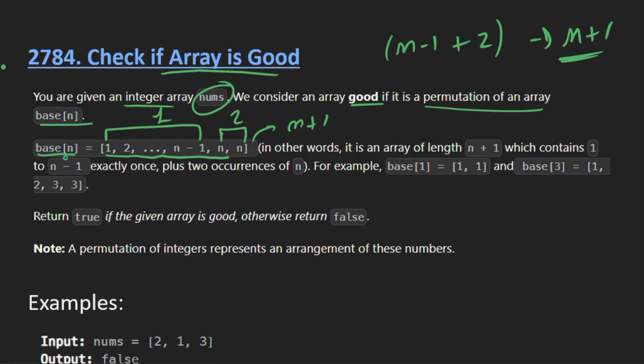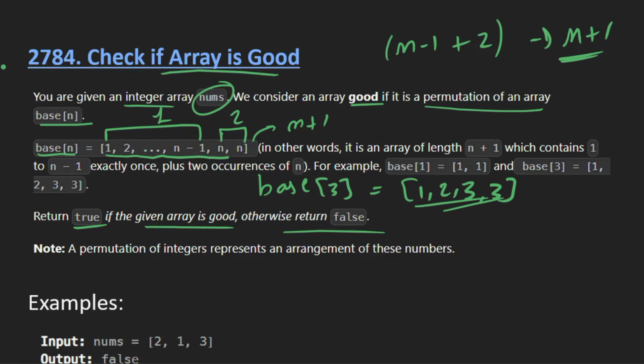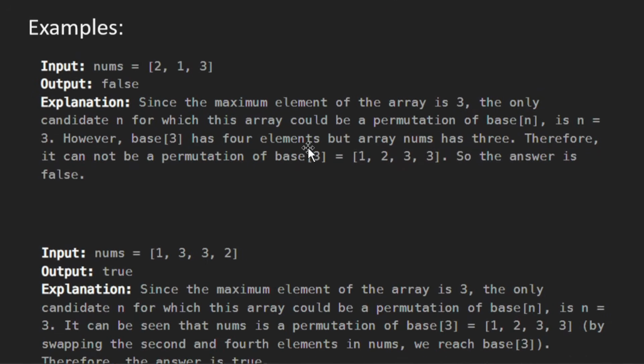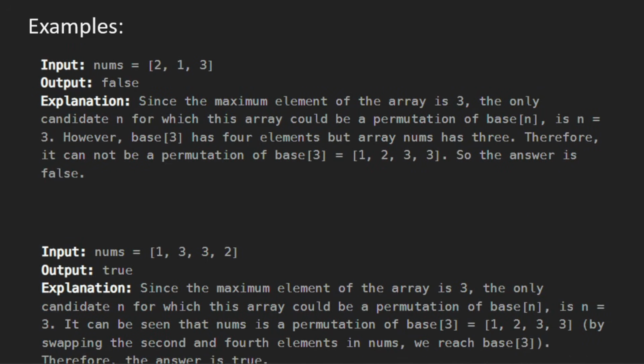So we have to check. If we see base of 3, it will be 1 2 3 and 3. This will be base of 3, right? So we have to return true if the given array is good, and otherwise we have to return false, right? An array is good if it can be shown as base of n. So let's see some examples to get the question more clearly.